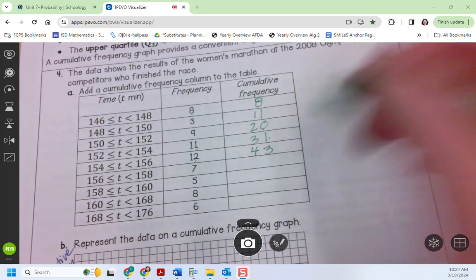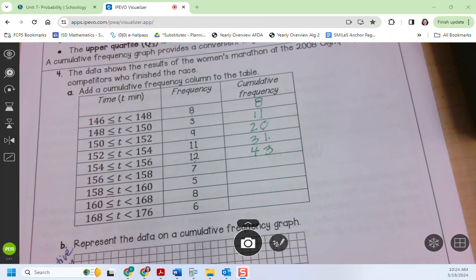I'll give you a minute to add them. You don't need to watch. We got the same numbers? Okay. So now we're going to represent this data in a cumulative frequency graph.